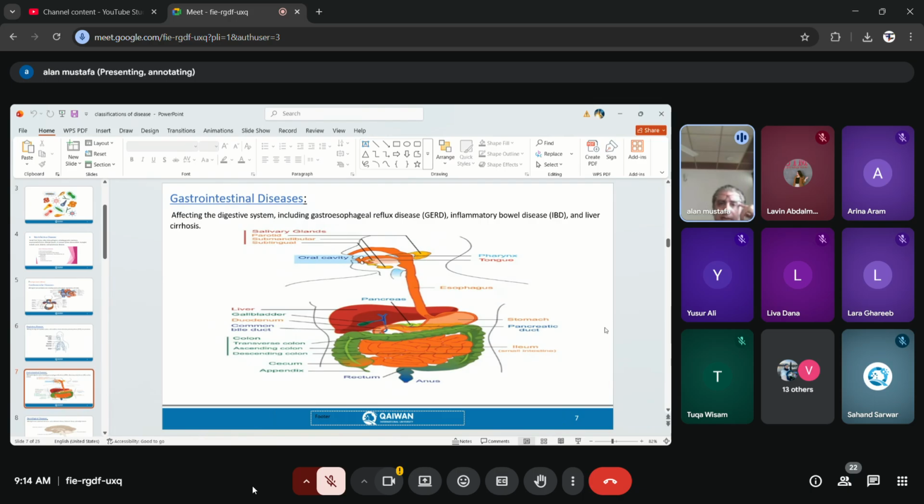Now, another system we have is the gastrointestinal system, and we have diseases here. Can someone tell me a disease that relates to this system, the gastrointestinal system? Any diseases? Any name of any disease? Anything?